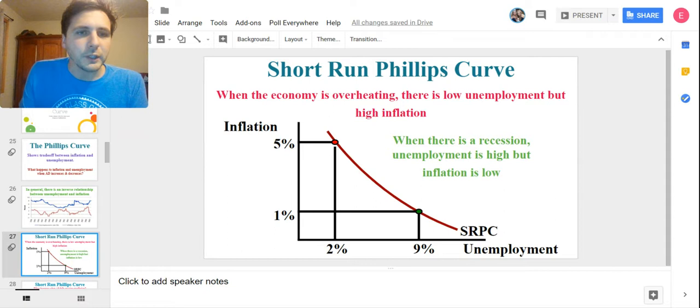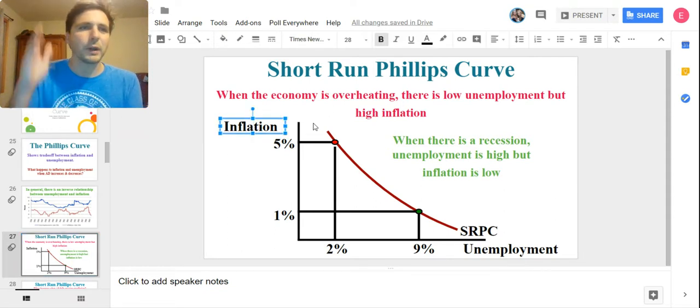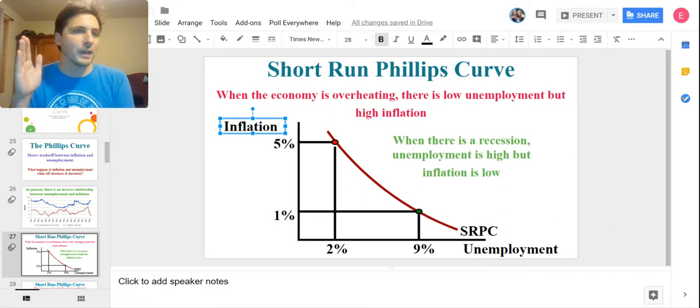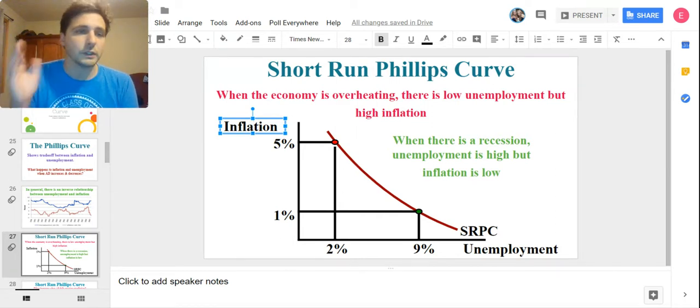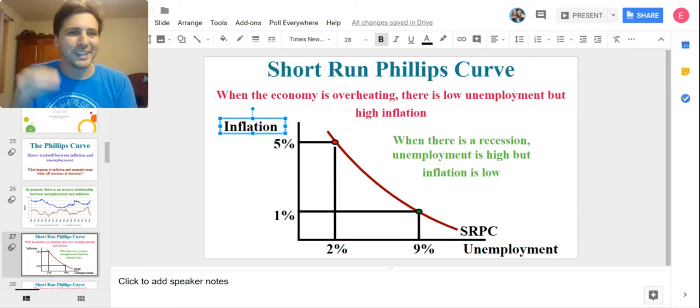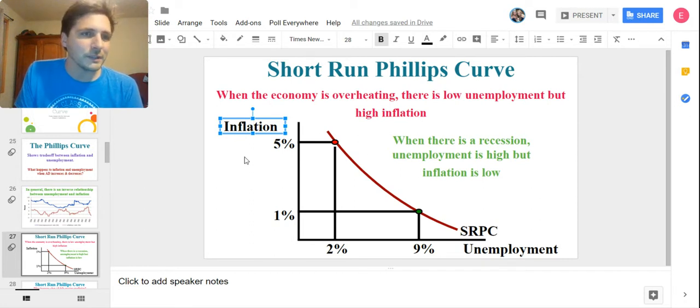We always put inflation on the y-axis, and that should make a little bit of sense. All of our prices are on the y-axis. Our price level is on the y-axis. And inflation has to do with changing what? You can't answer because you're at home watching this. Prices, change in price level. So it's still prices on that y-axis. Always, in this case, it is the inflation or the changing of price level.